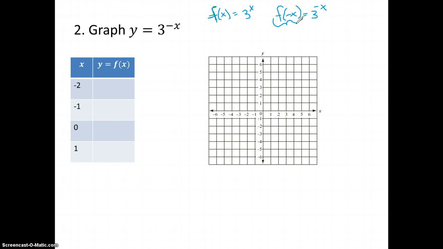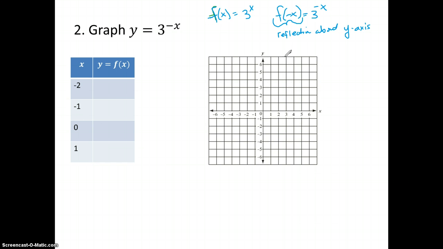If you recall our translations, this right here is a reflection about the y-axis. So what we should see is for f of x equal 3 to the x, which kind of looks like that, we should see a reflection about the y-axis, maybe something going this way, at least if it follows our rules of translations.